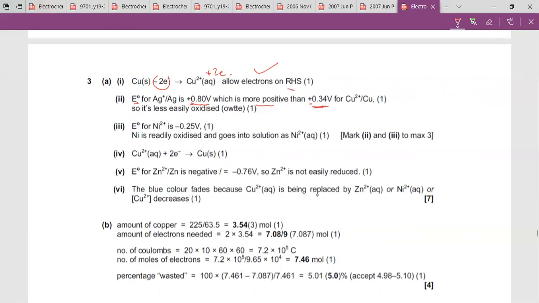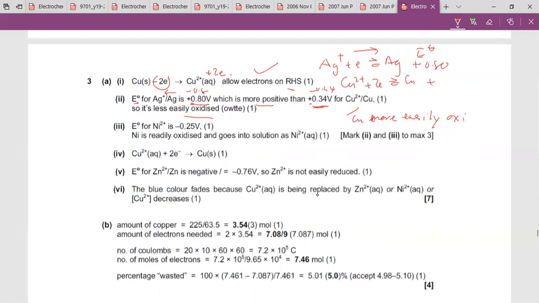Because it is actually going backwards, it's actually negative 0.8 and this is actually negative 0.34. So which is easier to occur? Negative 0.34. But when you answer, you must quote the original E naught values. Silver is more positive than plus 0.34 for copper, so it's less easily oxidized, and copper is more easily oxidized. For Ag plus, this E naught represents the forward reaction, which is positive 0.80, and Cu2+ plus 2e, the forward reaction represents plus 0.34.